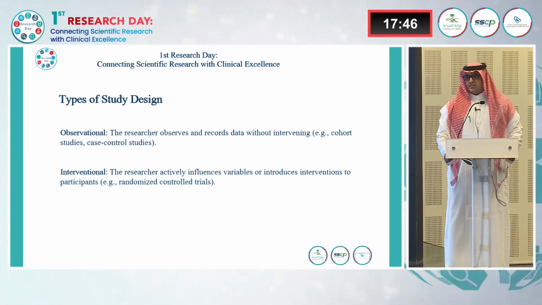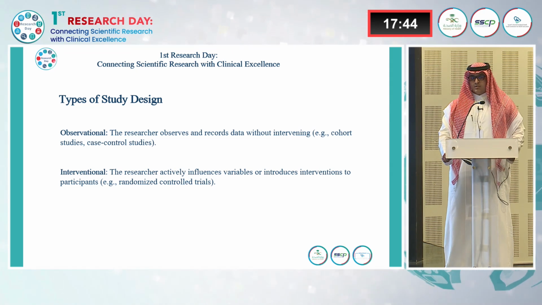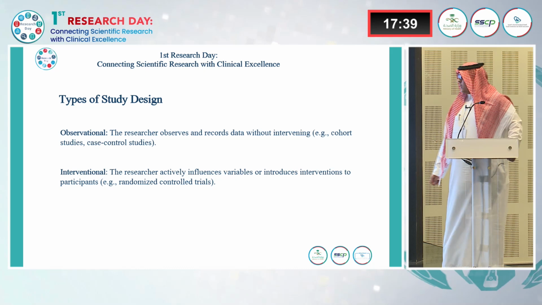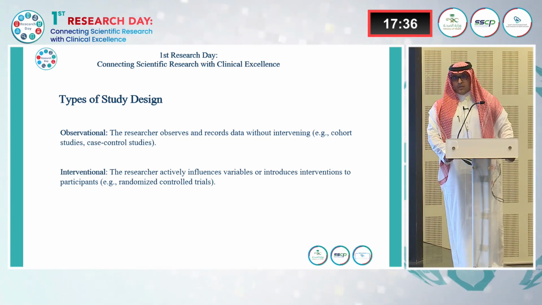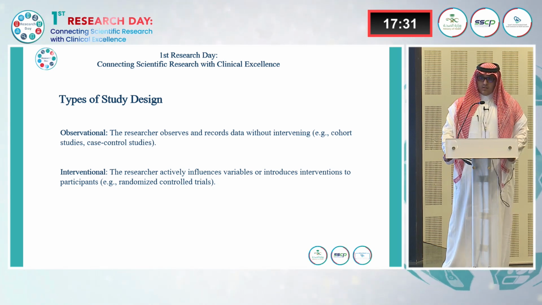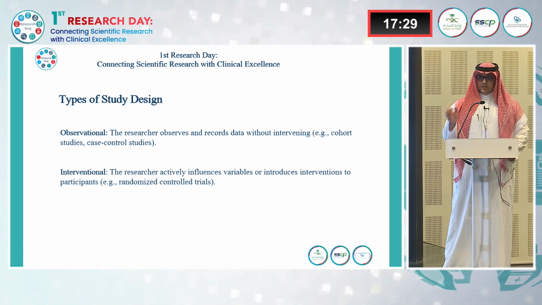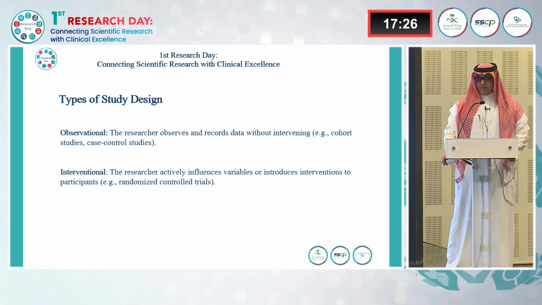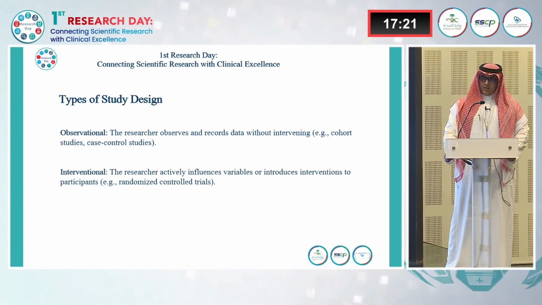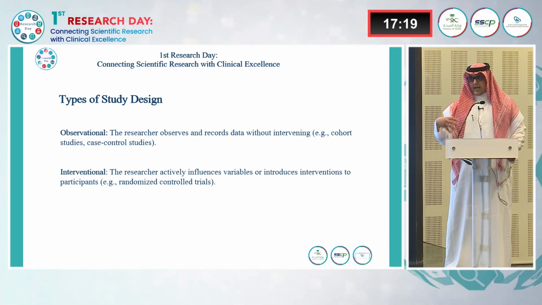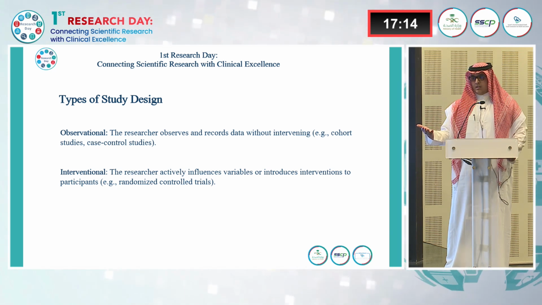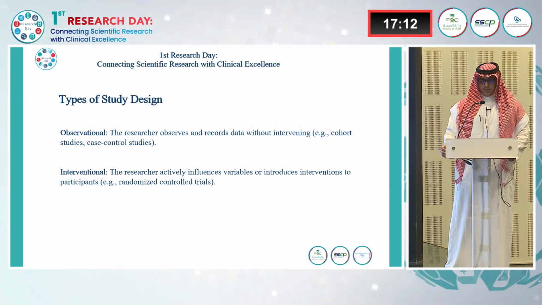There are two main types in clinical research, which are observational and interventional study designs. In observational study design, the researcher just observes and collects the data without interfering with the subject. However, in interventional studies, the researcher actively influences or introduces interventions to the participants.